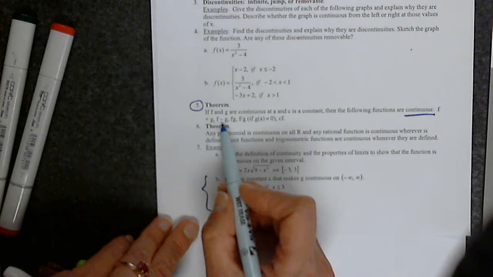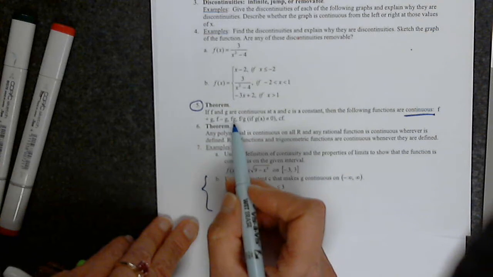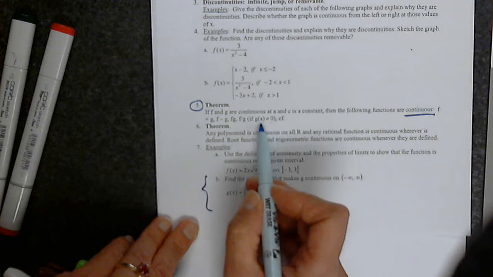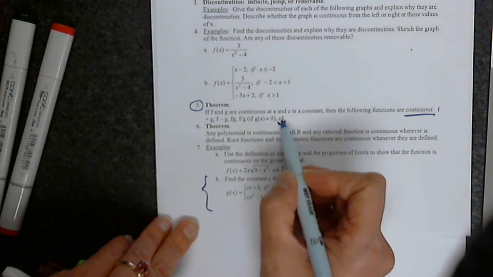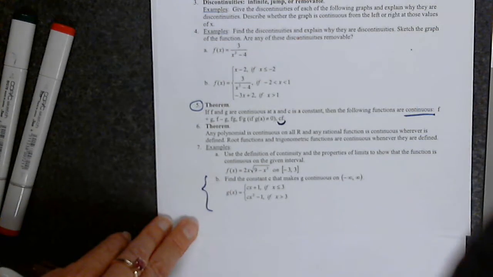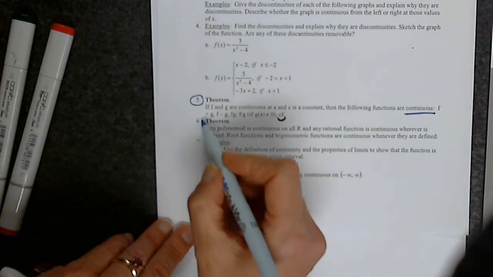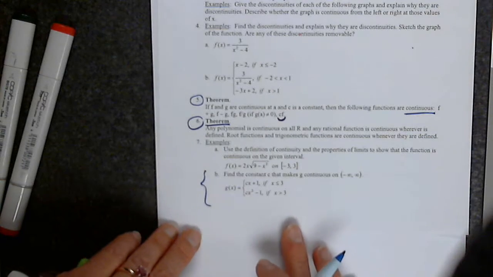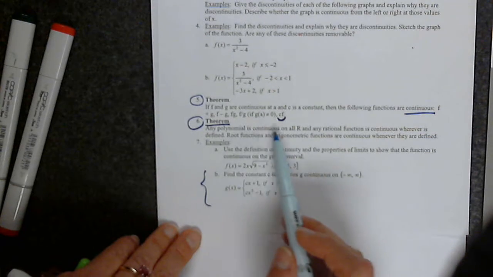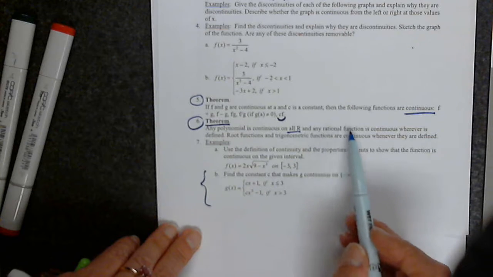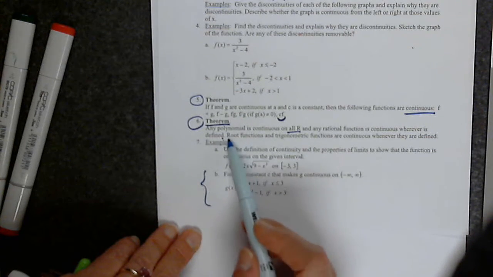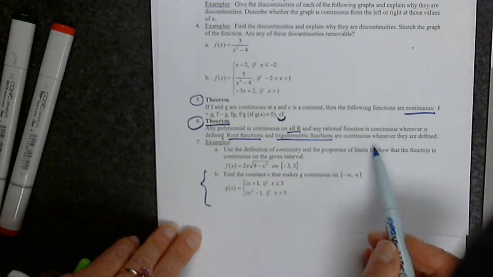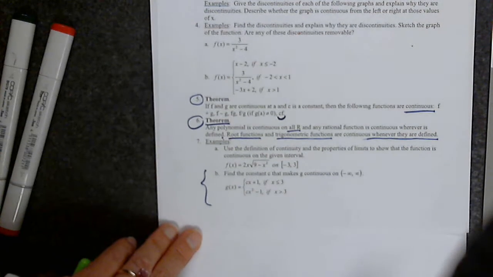Their difference will be continuous. Their product will be continuous. Their ratio will be continuous, of course, when g is not 0. And a number times a function will be continuous if the function is continuous. I did state this theorem, and I wrote it a couple of times for polynomial. Any polynomial is continuous on all real numbers, and any rational function is continuous wherever it's defined. Also, root functions and trig functions are continuous whenever they are defined.